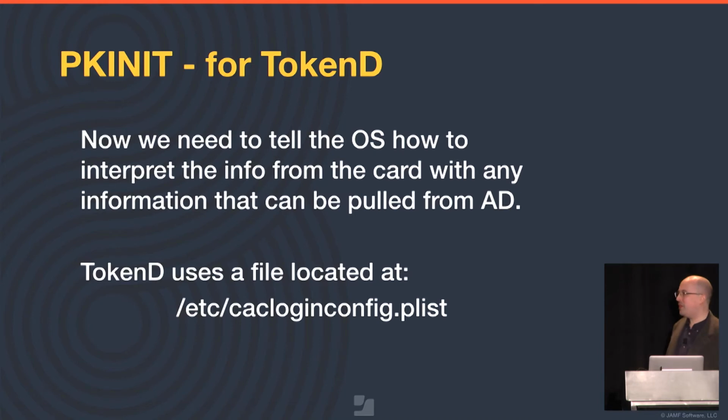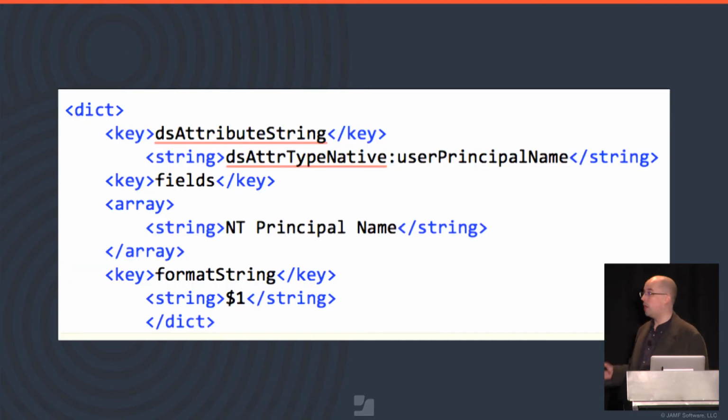So you've got to tell the operating system how to interpret the information that's on the card certificate with any information it gets from the AD. And the old legacy system uses a file located at /etc/cac_login_config.plist. That's because this stuff was originally written just for the federal government and its CAC card standard. And the file itself looks exactly like that. It's not a properly formatted plist. It never was.